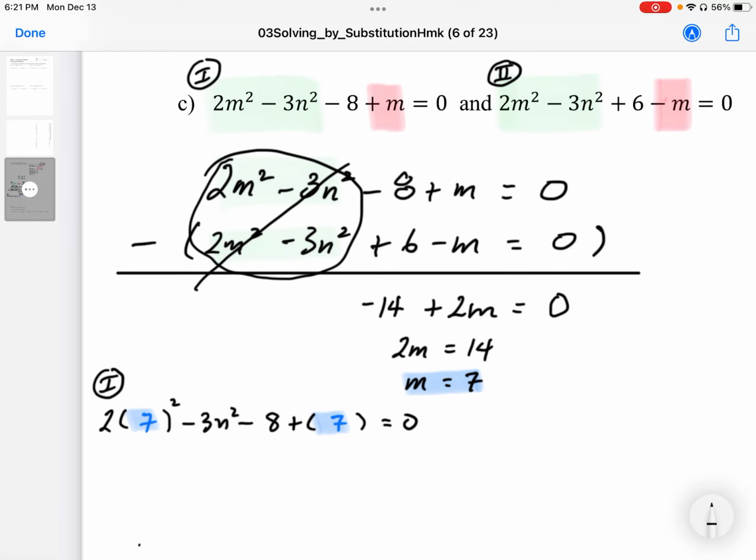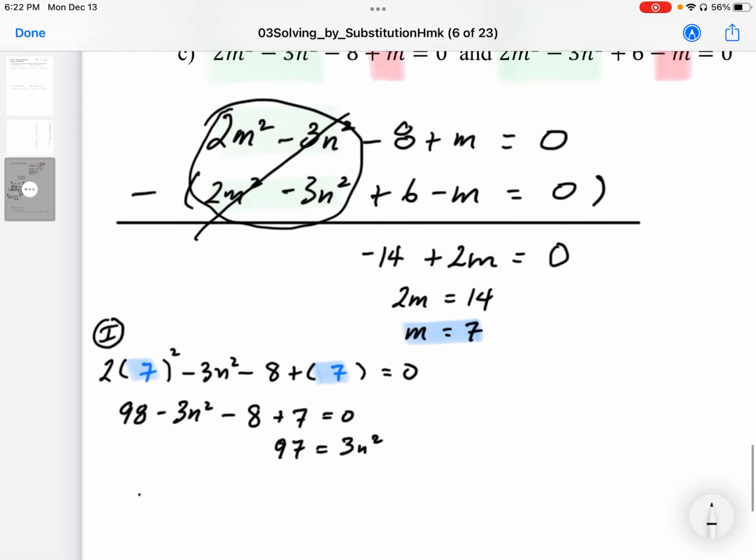So solving this, I get 2 times 49, that's going to be 98, minus 3n squared, minus 8, plus 7 equals 0. Mind our positives and negatives. I'm just going to add 3n squared to both sides. If I add this together, 98 minus 8 is 90, plus 7 is 97. Okay, solving for n squared equals, I'm going to divide both sides by 3.